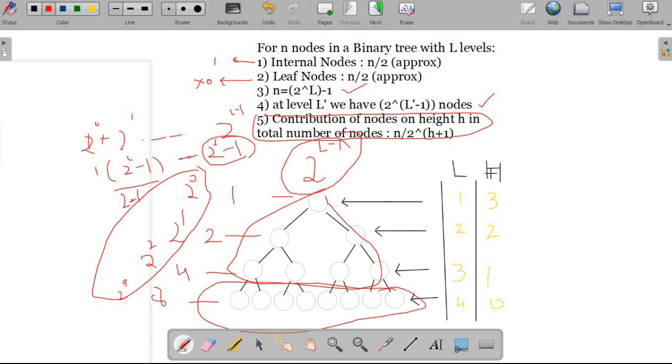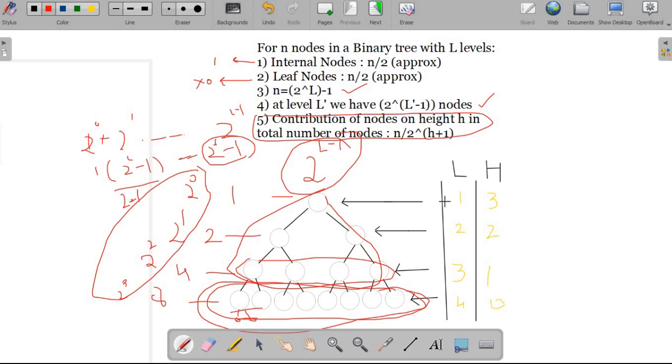Now what is height? Over here we say that the leaf nodes are of height 0 because there are no edges below these nodes. Coming to these, over here we have one edge below these nodes, so these are at height 1. And these are at height 2 and these are at height 3.